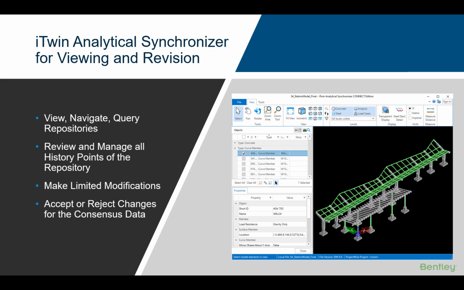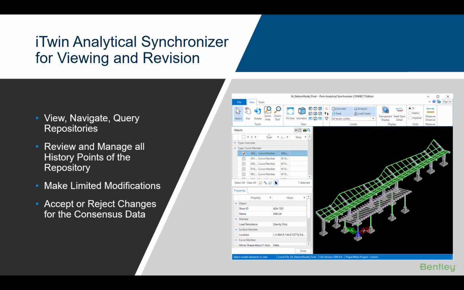Now, the iTwin Analytical Synchronizer serves several different purposes. You can open ISM repositories for viewing, navigating, and querying the model. When opening an ISM repository with the iTwin Analytical Synchronizer, the most recent history point of the repository will be opened. You can also review and manage all history points of the repository. Different revision points can be compared, merged, or deleted into a single ISM repository using the Design History tool.